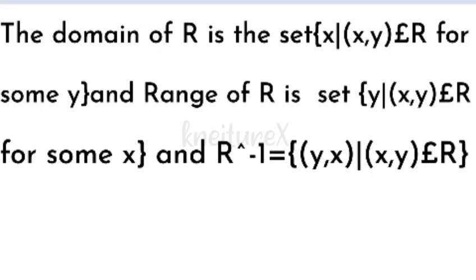y such that (x, y) is in R for some x, while for the domain it is for some y. And R inverse is just reversing our relation. So wherever you see (x, y), change it to (y, x). So that is the inverse of the relation, R raised to minus one.